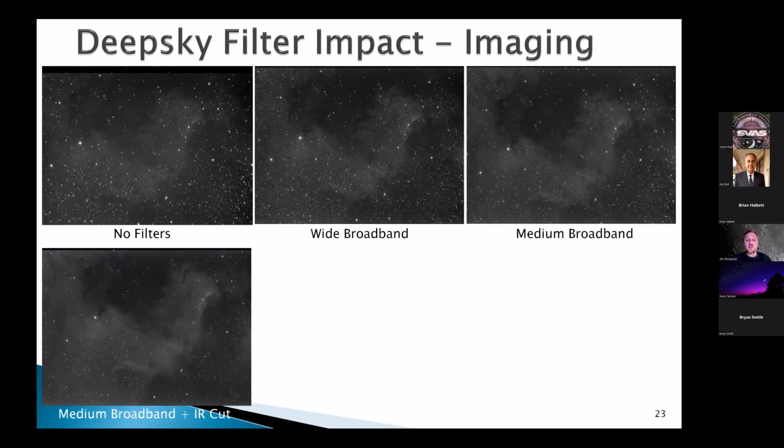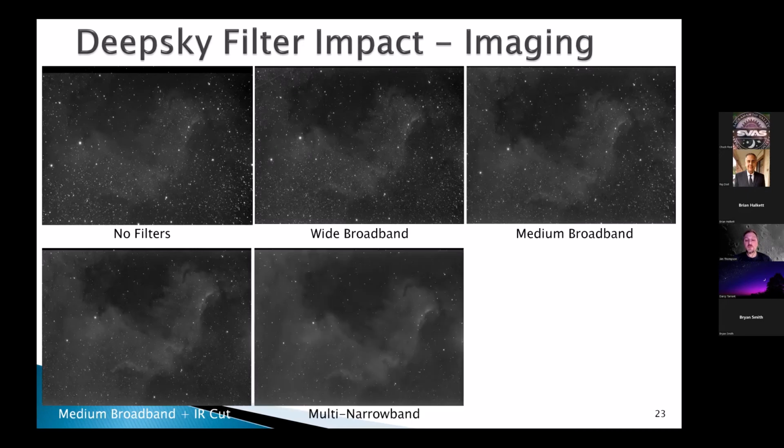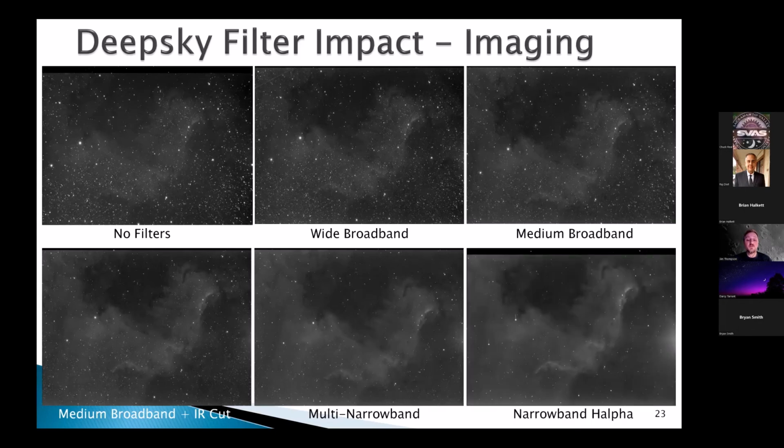Adding a UV/IR cut filter to the medium broadband further increases the image contrast. Further improvement in contrast is achieved by moving to progressively narrower bandpasses. First, a multi-narrowband filter, and finally, a narrowband hydrogen alpha. Note that all 6 of these images have the same total exposure time of 5 minutes.